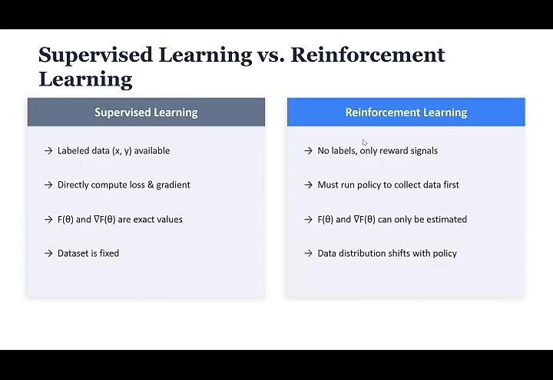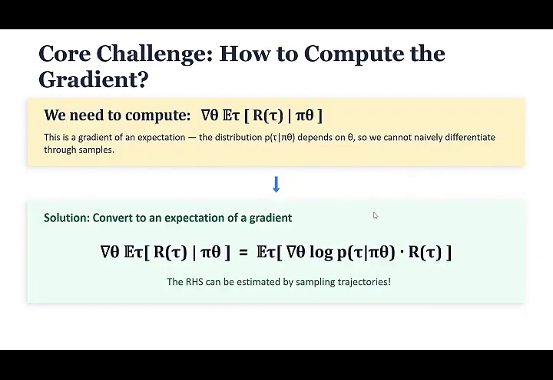But in reinforcement learning, there are no labels, only reward signals, and we must run the policy to collect data first. f(theta) and del f(theta) can only be estimated. The data distribution shifts with the policy, which means based on the reward, we change and optimize our f(theta) and del f(theta) to get the maximum rewards. So it is changeable.